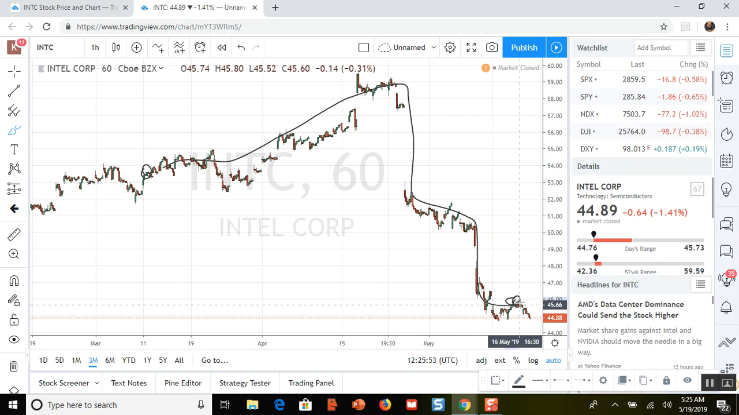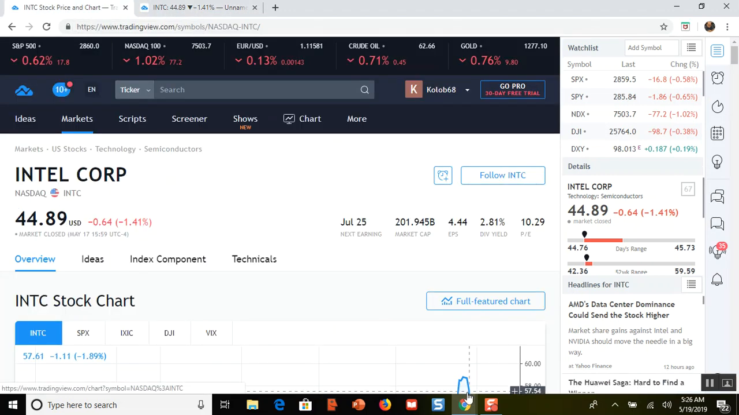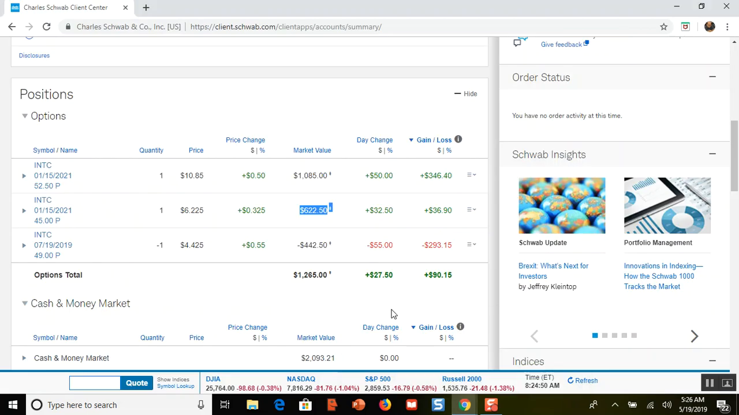And so right here is when I was having a delta problem, and that's why I bought the extra put. And so if we go back to my account here, I currently have 2 long puts. I have my original put, $52.50, which I spent $7.35. It's up to $1,085, and then I have a $45 long put, which is the most recent one that I bought, and I spent $5.75.